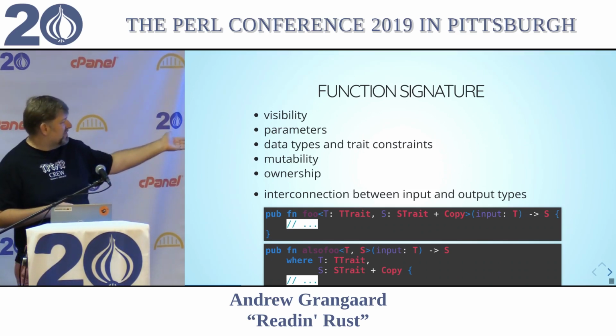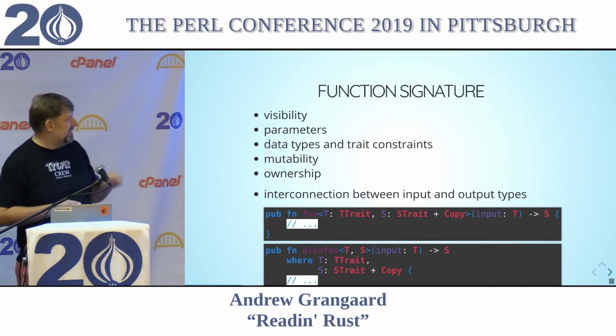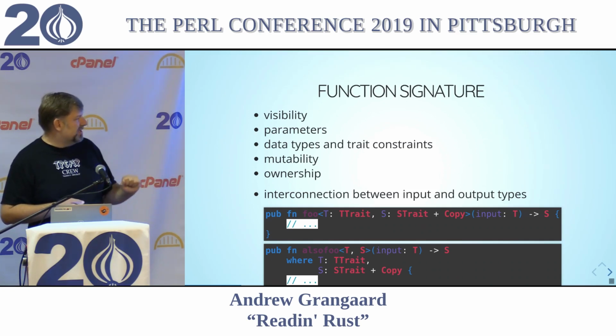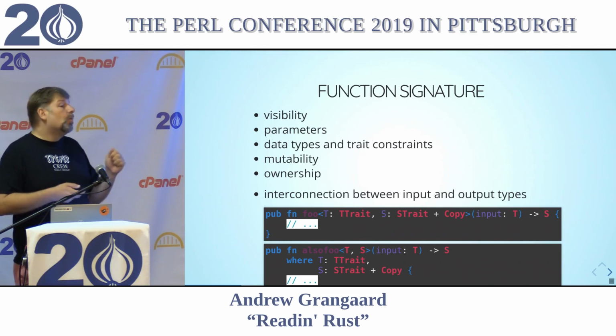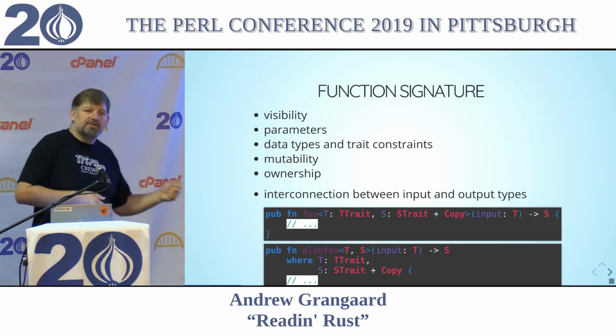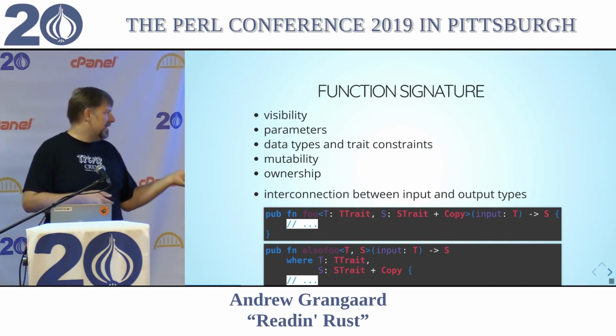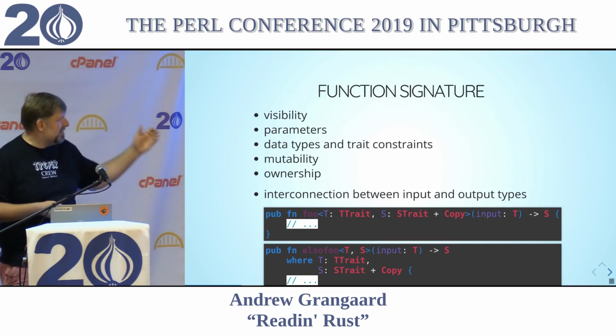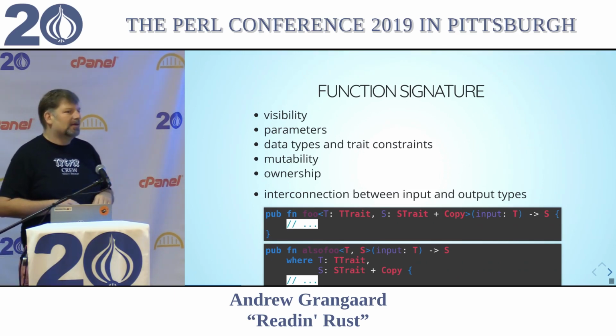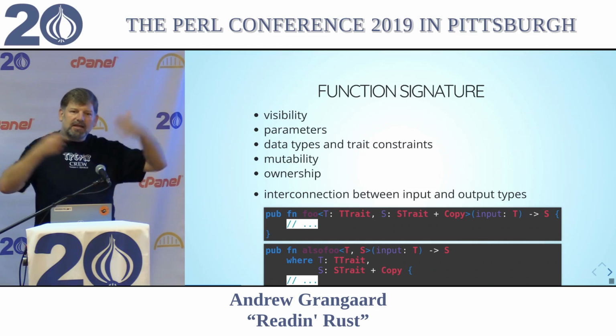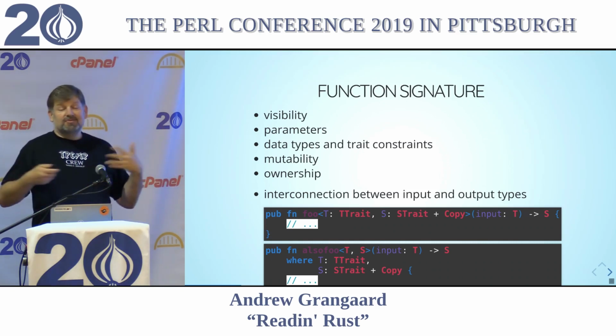You can also use the where format of this. So you say public function also foo on types T and S, input of type T returns type S, where T must implement T trait and S must implement both S trait and copy, and then the body of the function. And that is a bit to take in, so let's take a big breath. This was a lot to put out anyways.